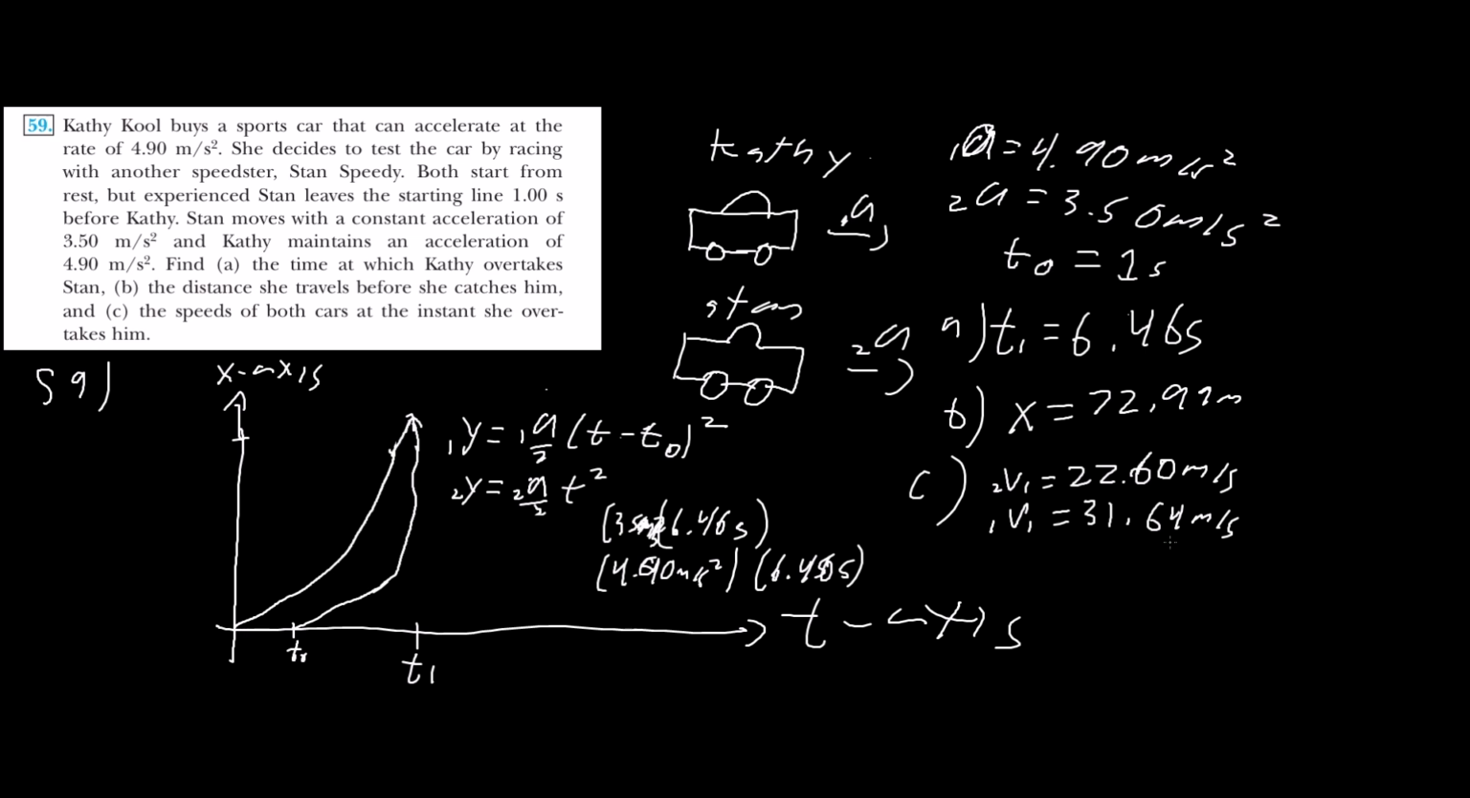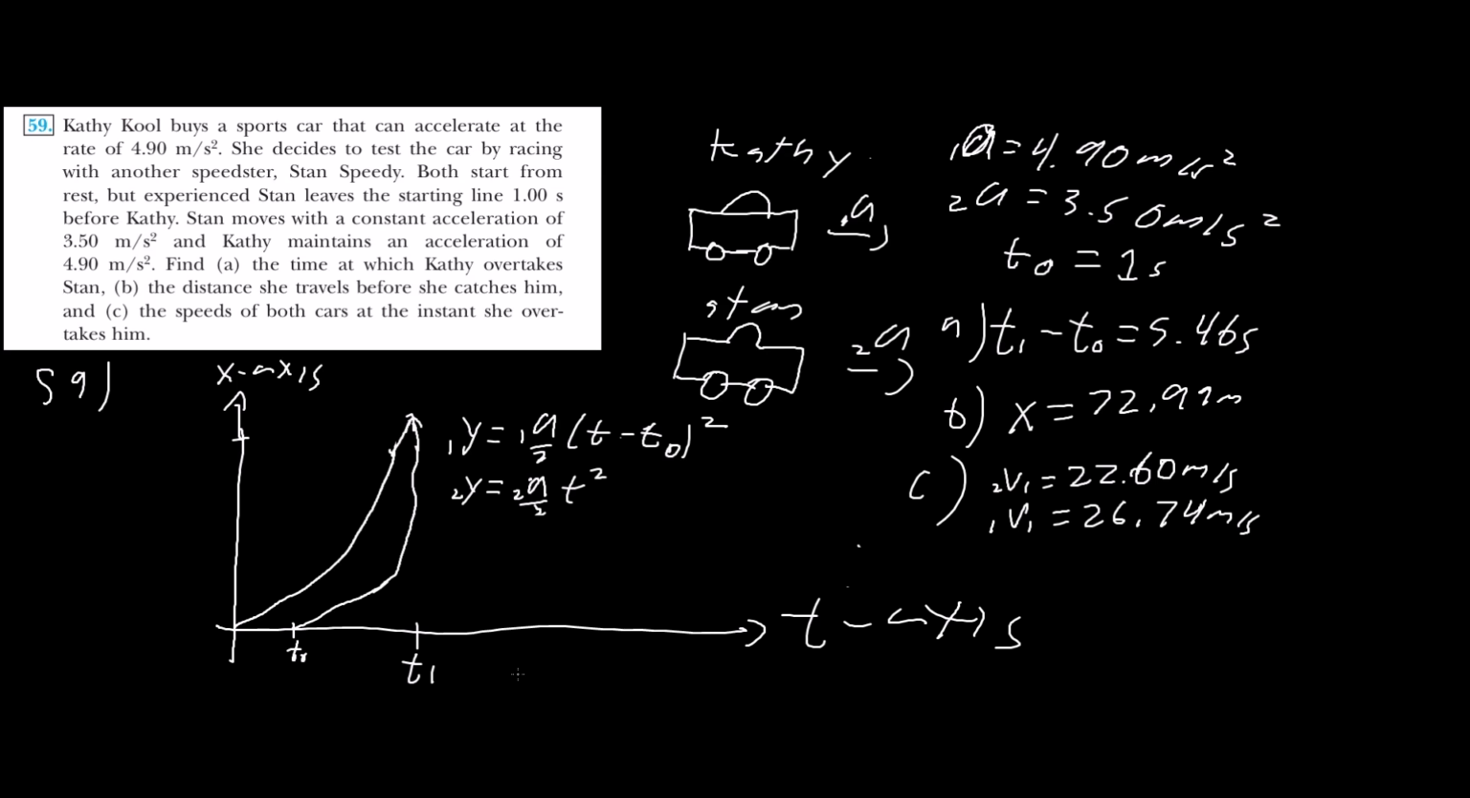Anyways, folks, I'm going to fix this up a little. The final velocity for Kathy is going to be 26.74 meters per second. And the reason for that is because it's not 6.46, it's actually 5.46. I was going to keep it at 6.46, but it makes sense that the time in which Kathy overtakes Stan after Kathy leaves is that many seconds. That's what they want, and then here's the final velocity.